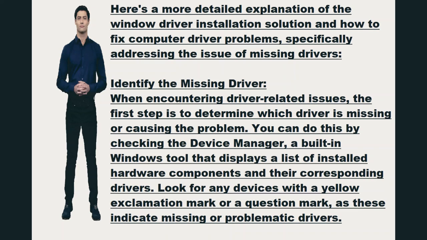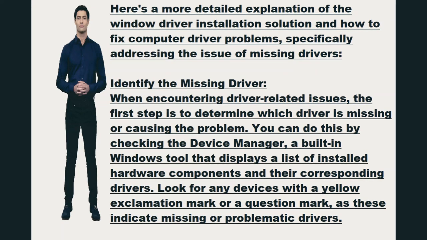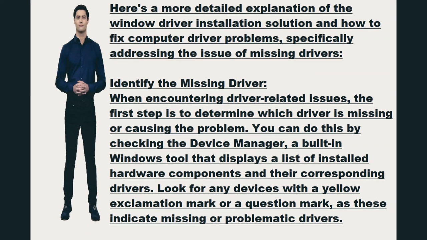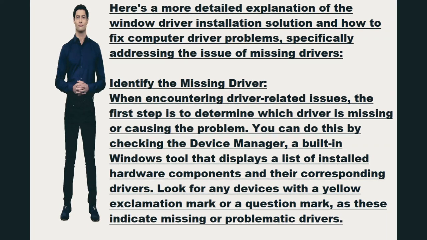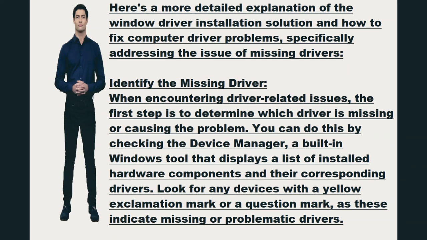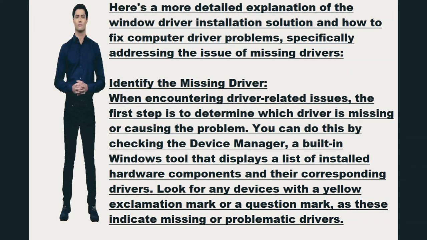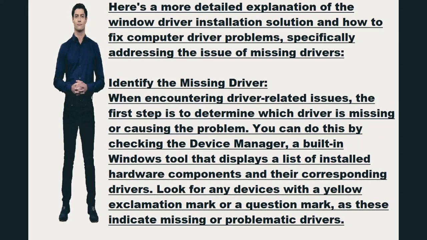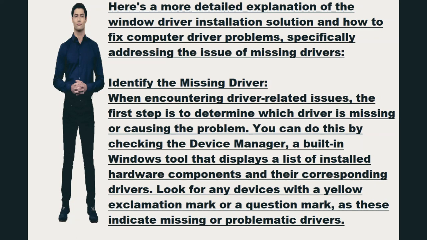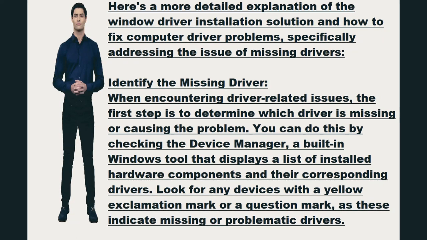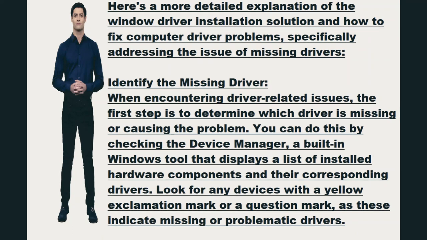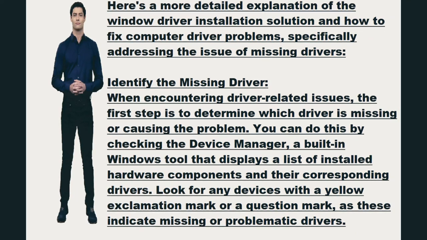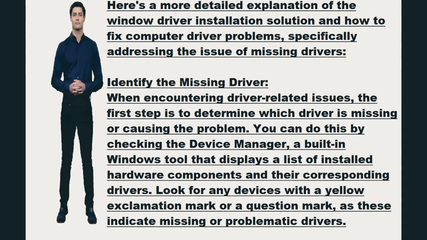Here's a more detailed explanation of the Windows driver installation solution and how to fix computer driver problems, specifically addressing the issue of missing drivers. Identify the missing driver. When encountering driver-related issues, the first step is to determine which driver is missing or causing the problem. You can do this by checking the Device Manager, a built-in Windows tool that displays a list of installed hardware components and their corresponding drivers. Look for any devices with a yellow exclamation mark or a question mark, as these indicate missing or problematic drivers.